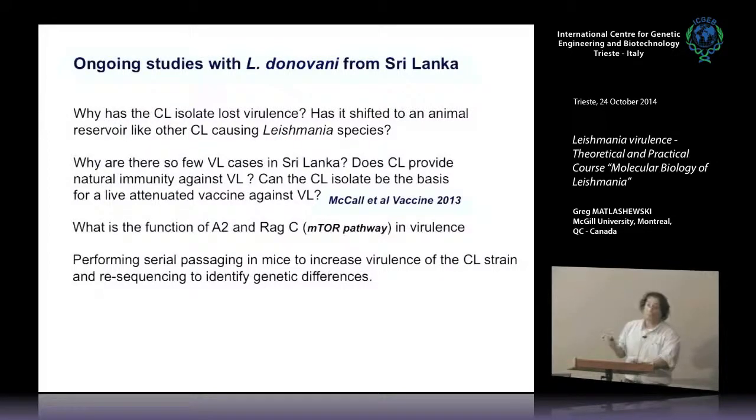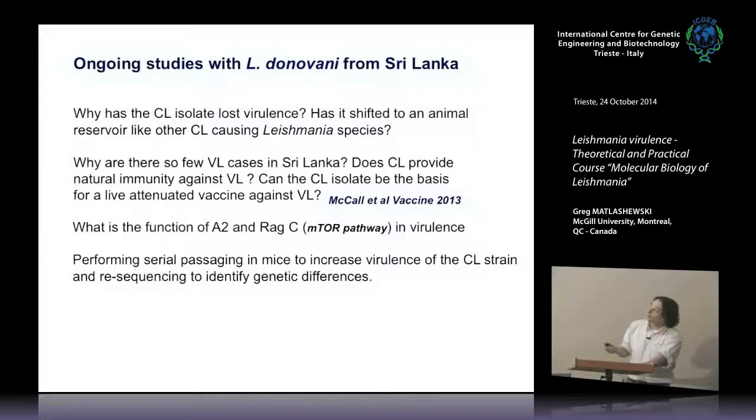So one reason might be that if a lot of people get the cutaneous leishmaniasis form, they may be immunized against the visceral form. So people get the cutaneous form, and now their immune system is protecting them from the visceral form. And we have some evidence in the mouse that that's the case: if we infect with the cutaneous form, they are protected against the visceral form. And this was recently published in Vaccine.